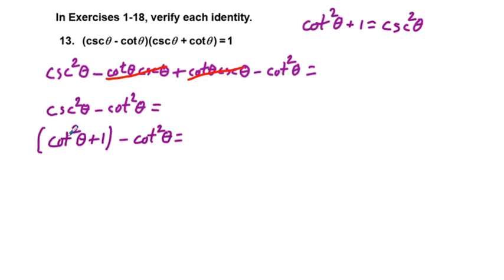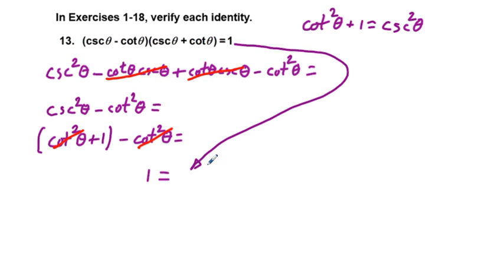And what we have left is cotangent squared theta minus cotangent squared theta. What do we have left? We have 1. And that's going to be equal to what we started out with on the right side. Check. So there's problem number 13 worked out.